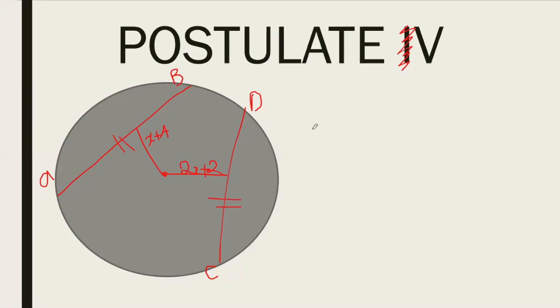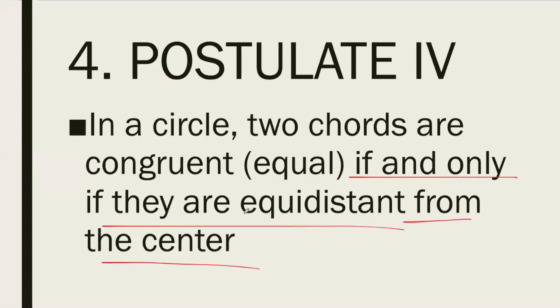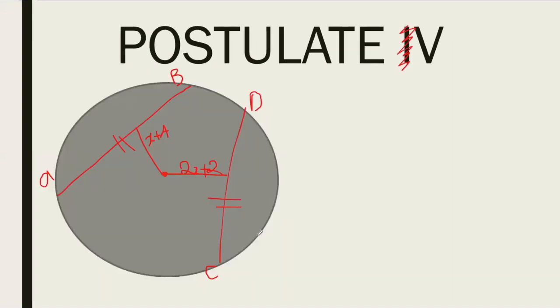So, paano ba natin malalaman kung yung chord AB ay congruent sa chord CD? So, first, i-equate mo yung distance nila. Kasi, di ba, if and only if they are equidistant from the center. So, if they are equally distant from the center, ibig sabihin, chord AB equals to chord CD. So, i-equate mo yung distances.